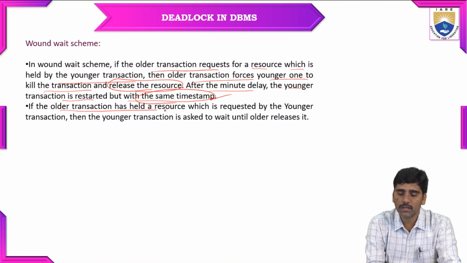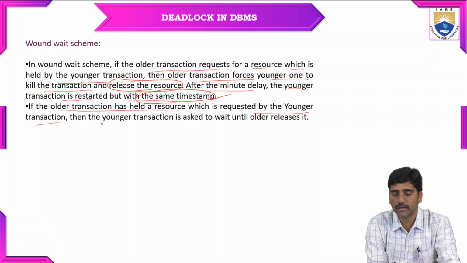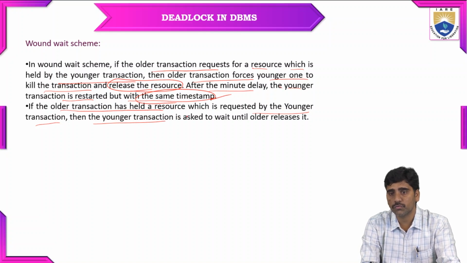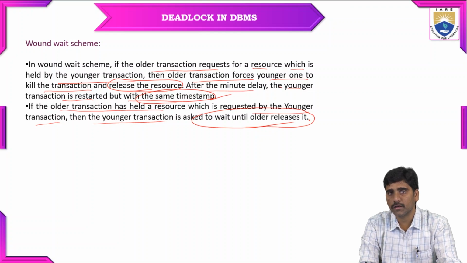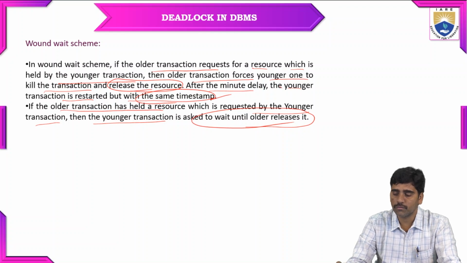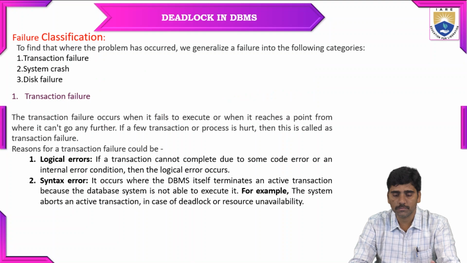If the older transaction holds a resource which is requested by the younger transaction, then the younger transaction is asked to wait until the older one releases it. So the younger transaction has to wait. It is asked to wait until the older releases. The older transaction has to release it for the younger transaction at a certain time. So this is what the wound-wait scheme is. So those are two deadlock prevention mechanisms.